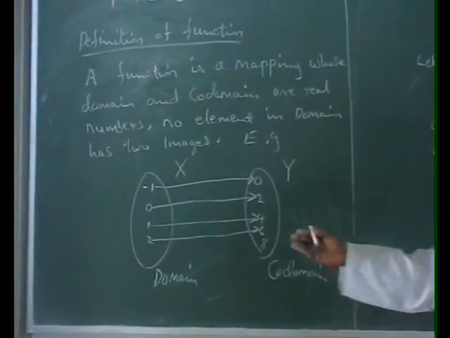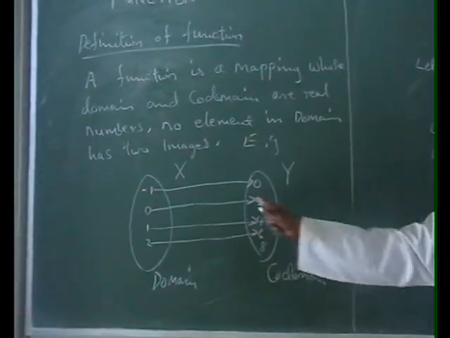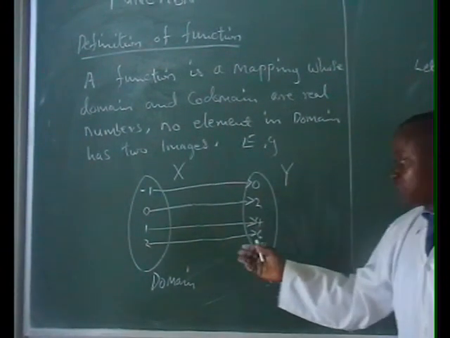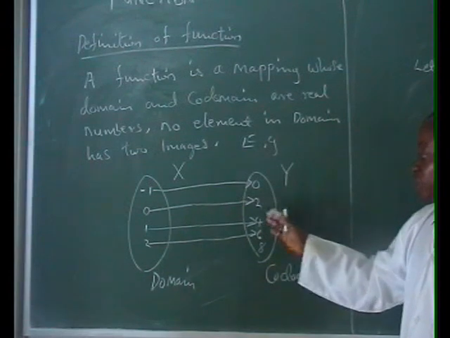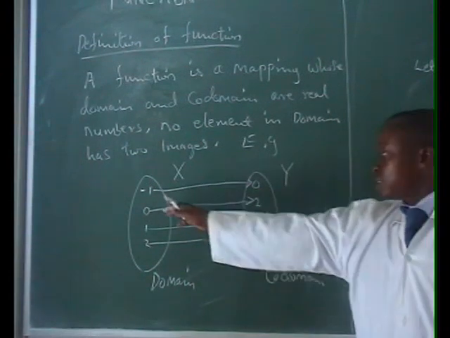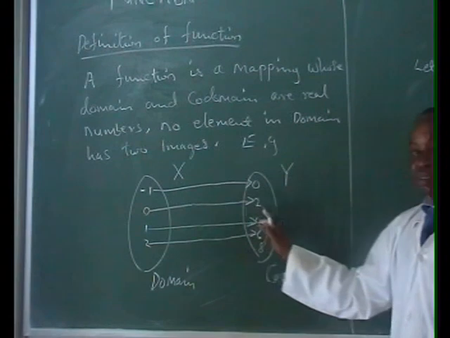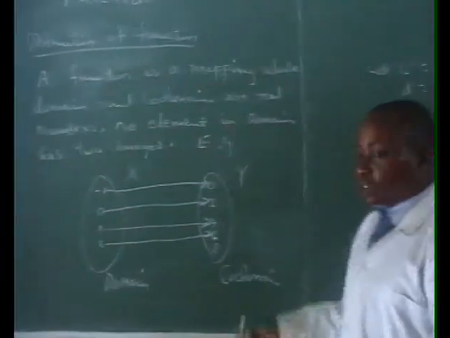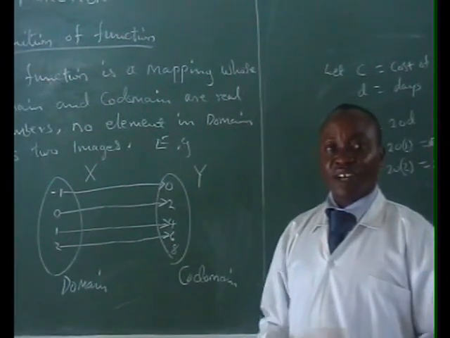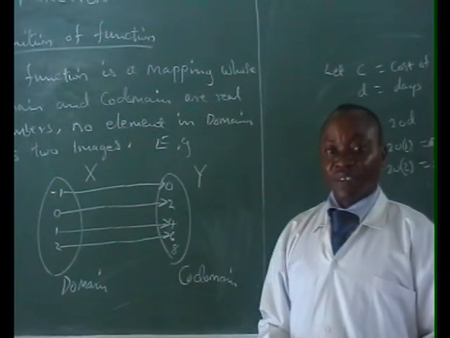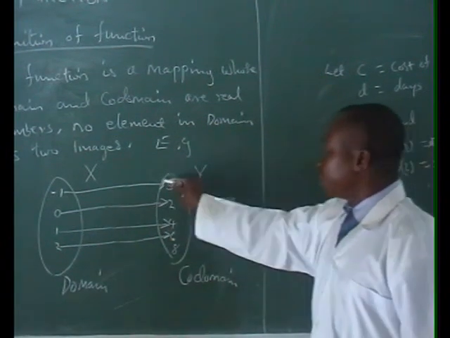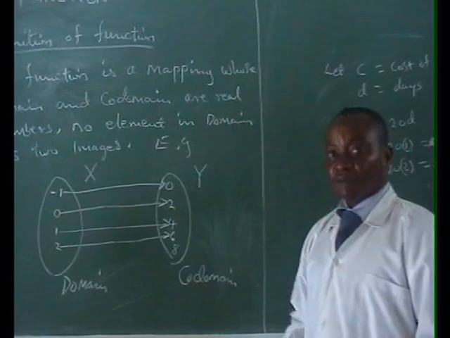One-to-one is when one element is mapped to a particular one. For instance, this function is a one-to-one function. One here is mapped to here, mapped to here. It's a one-to-one function. So we also have the identity function, just as we have the identity mapping. We have the into function, and we have the onto function, where all the elements in the codomain are mapped.